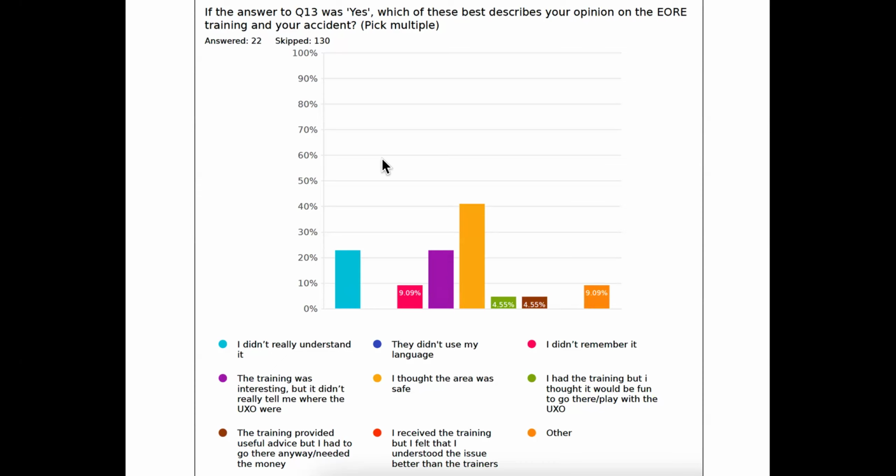And it was interesting for me because the one that scored the highest is, I thought the area was safe. So perhaps what that told us was that maybe there was a disconnect between the way the risk education was given and advice about which areas had been cleared, which areas weren't clear, and how to identify possible hazardous areas. So there's a lot that can be gathered from this, from the CAP survey as a whole.